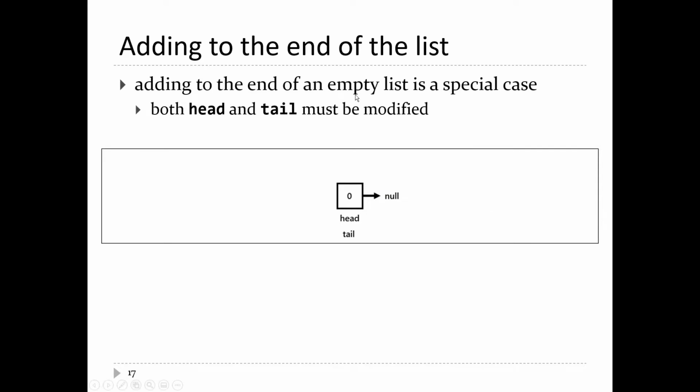When you add to the end of an empty list, that turns out to be a special case. If you add a node to the empty list, then both the head node and the tail node now refer to the new node that's been added to the list. So when you add to the end of an empty list, you end up having to adjust both the head and tail fields. So that's going to be a special case in our add method.